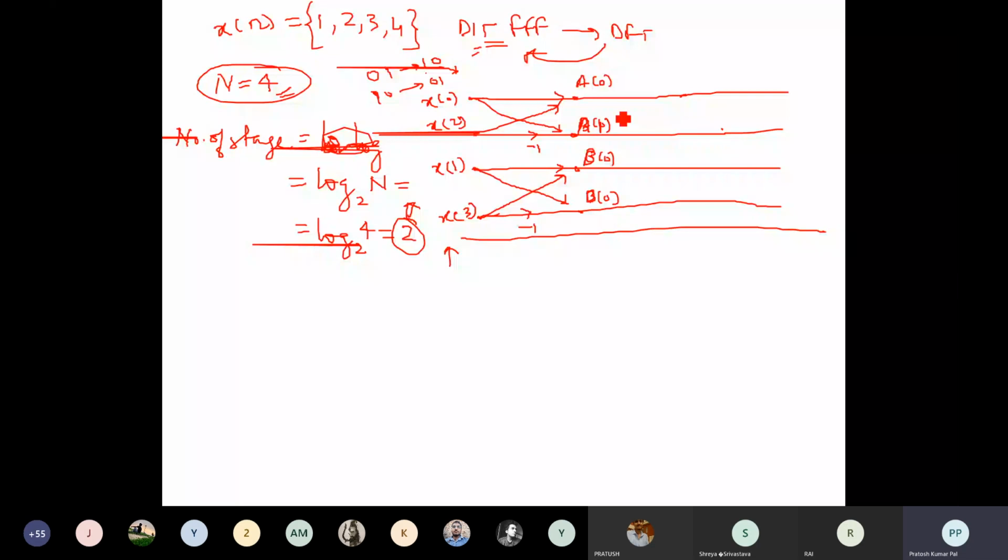So once we have found A0, A1, B0, B1, we will use them to find the next stage. This is the first stage, and this is the second stage. At the second stage, the output values will be calculated by taking 2 points together.